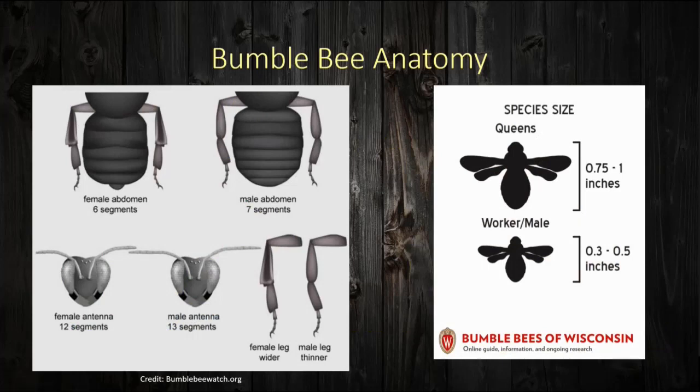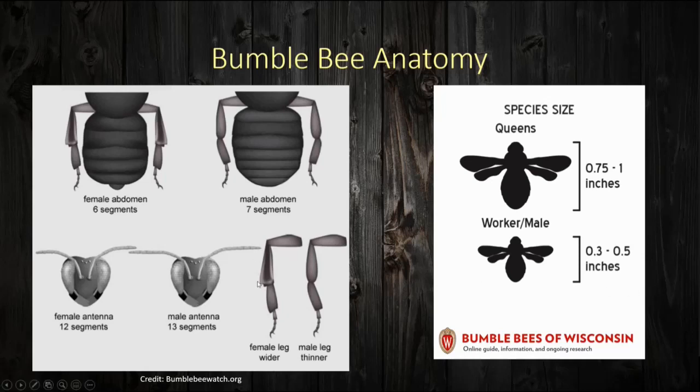The diagram to the left shows in detail the differences between male and female bumblebees. Males have one more abdominal segment than females, and they also have an additional antennal segment. Usually that doesn't come in too handy for the type of photo IDs that we do here, but you never know. You can see the difference in the leg shape between males and females as well.